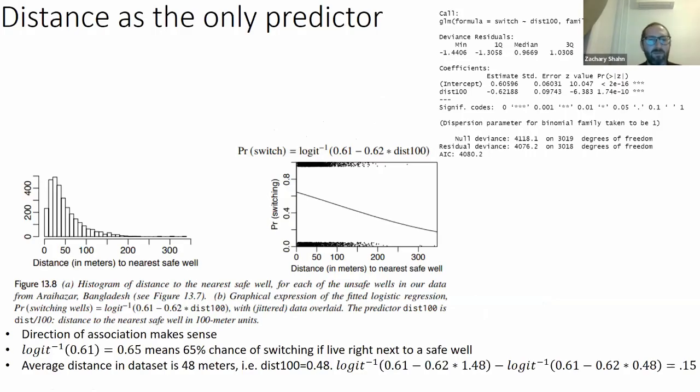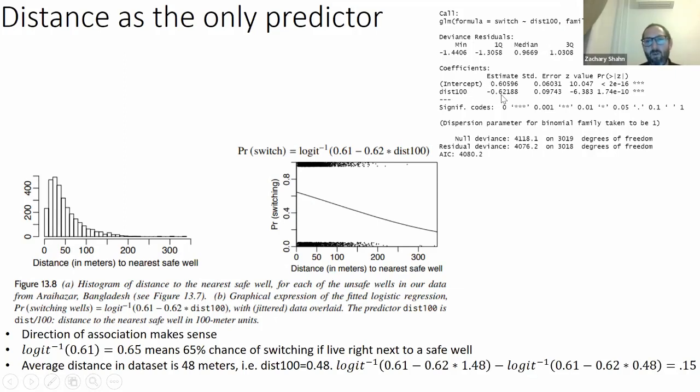Okay, so the first thing that they consider is fitting a model for whether or not you switch with distance from the nearest safe well as the only predictor. Here's the R code that summarizes this model. First, they defined a variable distance in hundreds of meters instead of just distance in meters to make things a little easier to deal with. So that's what dist100 is. dist100 equal to 1 would mean that you're 100 meters from the nearest safe well. And here is the summary.